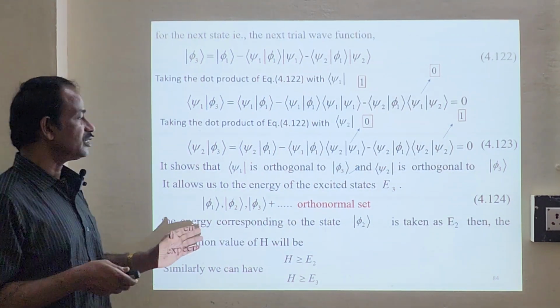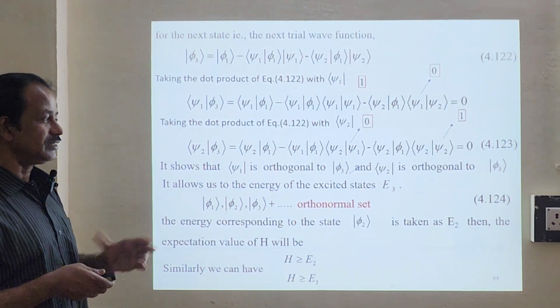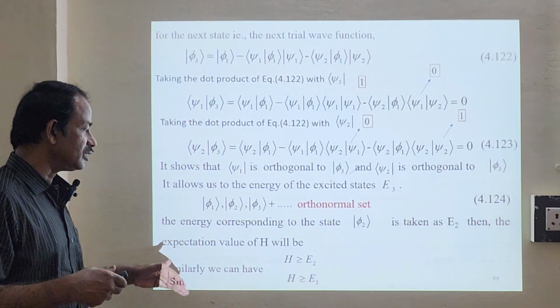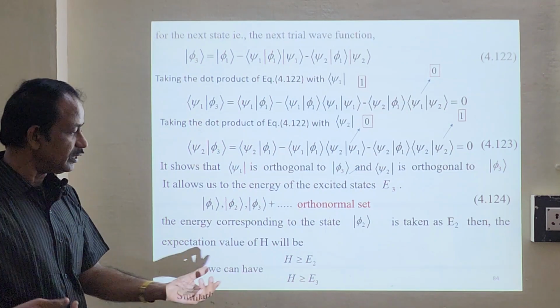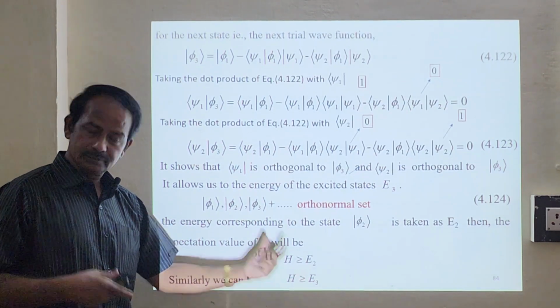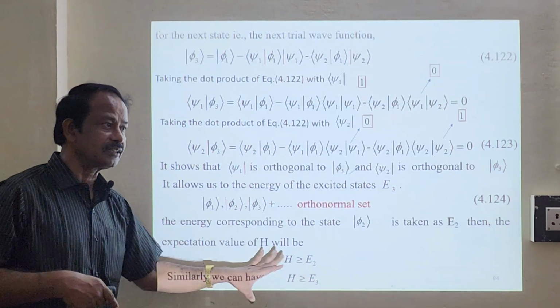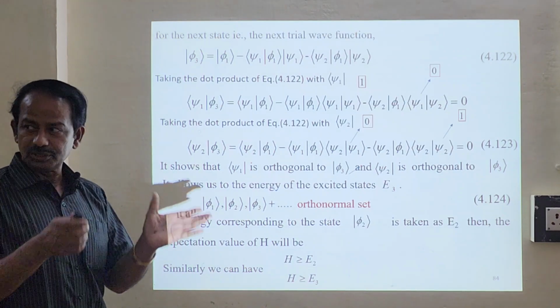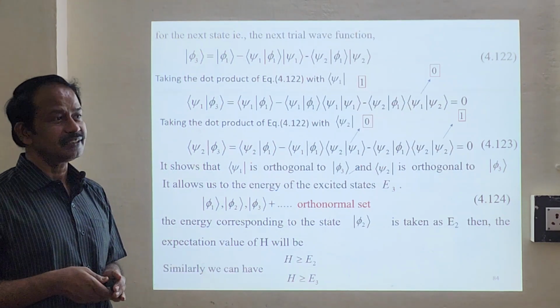Okay, the energy corresponding to the state phi 2 is taken as E2, and similarly the energy corresponding to phi 3 is taken as E3, and these should always be greater than that of the Hamiltonian ground state, as usual, using the variational theorem.